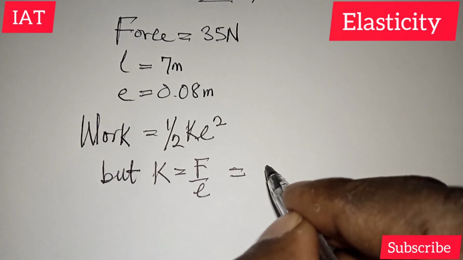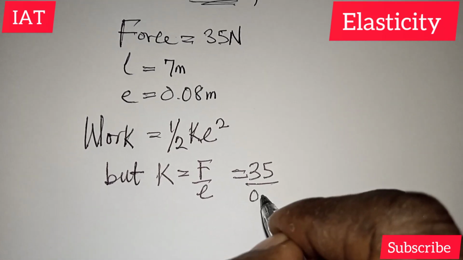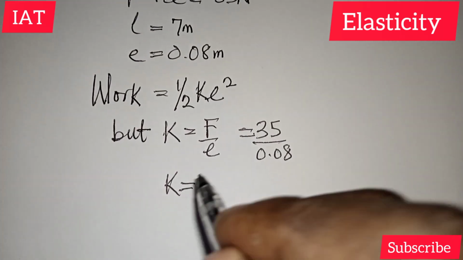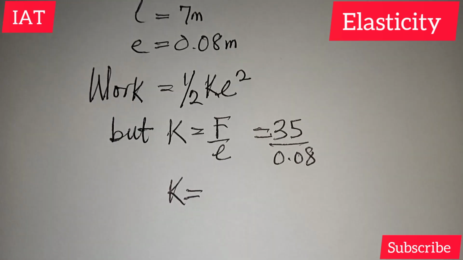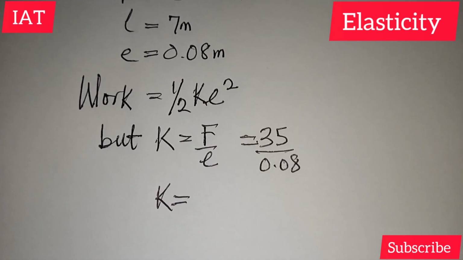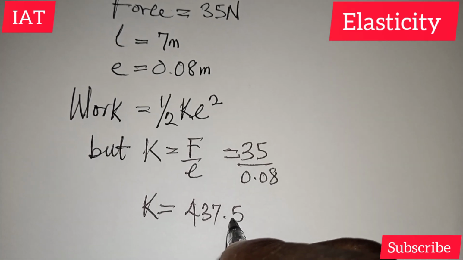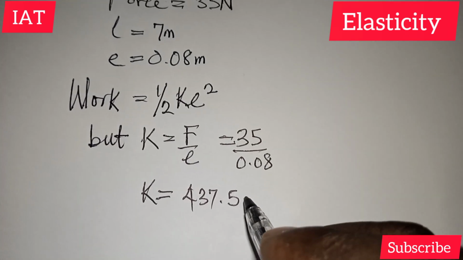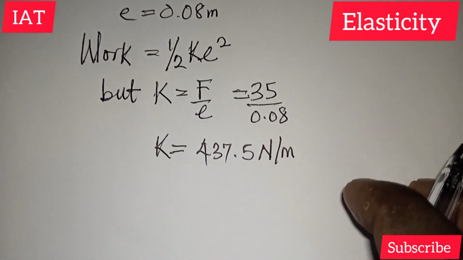So in that regard, we can substitute these values in. We'll be having 35 divided by 0.08. Therefore, we have K to be equal to, let's use the calculator to get this value. What we have is 437.5, and the unit is what? Of course, it is Newton per meter, as earlier discussed.